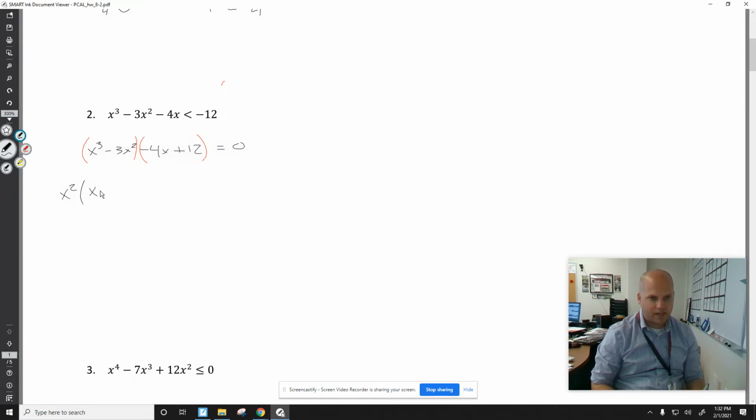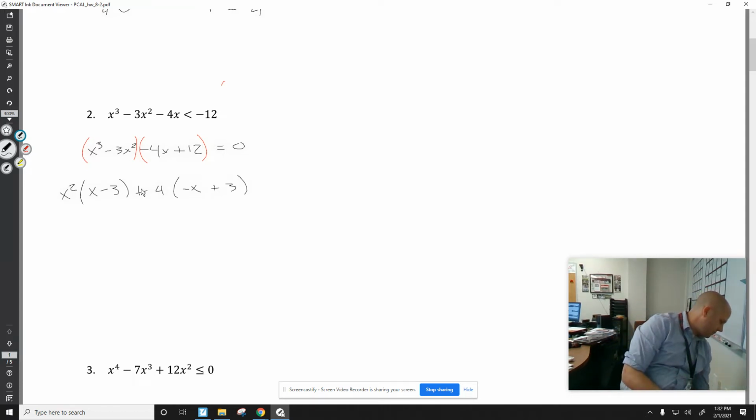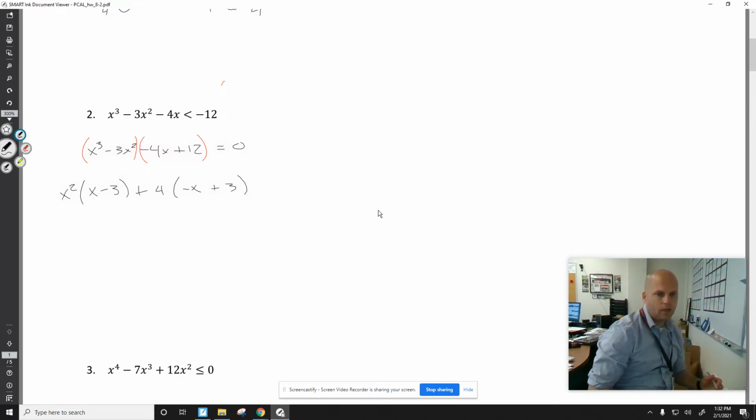Factor out an x squared, it's x minus 3. Now, if I factor out a positive 4, I'd have negative x plus 3. I don't want that. I want x minus 3. I want that factor to be the same. So I'm going to factor out a negative 4 to make sure that's a positive x and a negative 3.